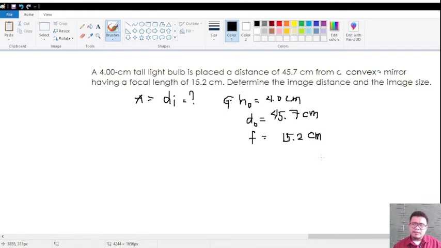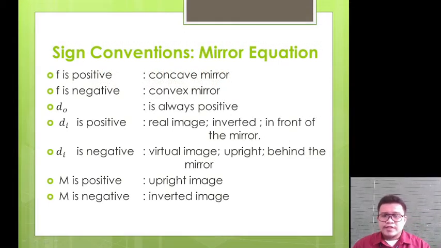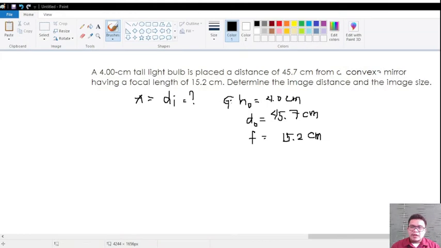Now this time it would be a little different because our focal length will now have a different sign. If we look back once again to our sign convention, F is negative for a convex mirror. So in this case we need to use a negative sign for our focal length because it is now a convex mirror. So remember that negative sign over there. Determine the image distance and the image size.